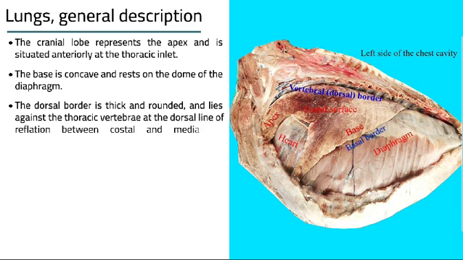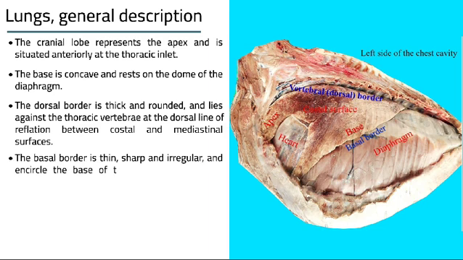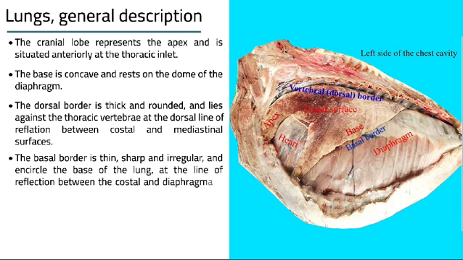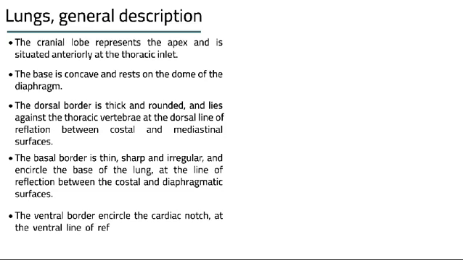costal and mediastinal surfaces. The basal border is thin, sharp, and irregular, and encircles the base of the lung at the line of reflection between the costal and diaphragmatic surfaces. The ventral border encircles the cardiac notch at the ventral line of reflection between costal and mediastinal surfaces.